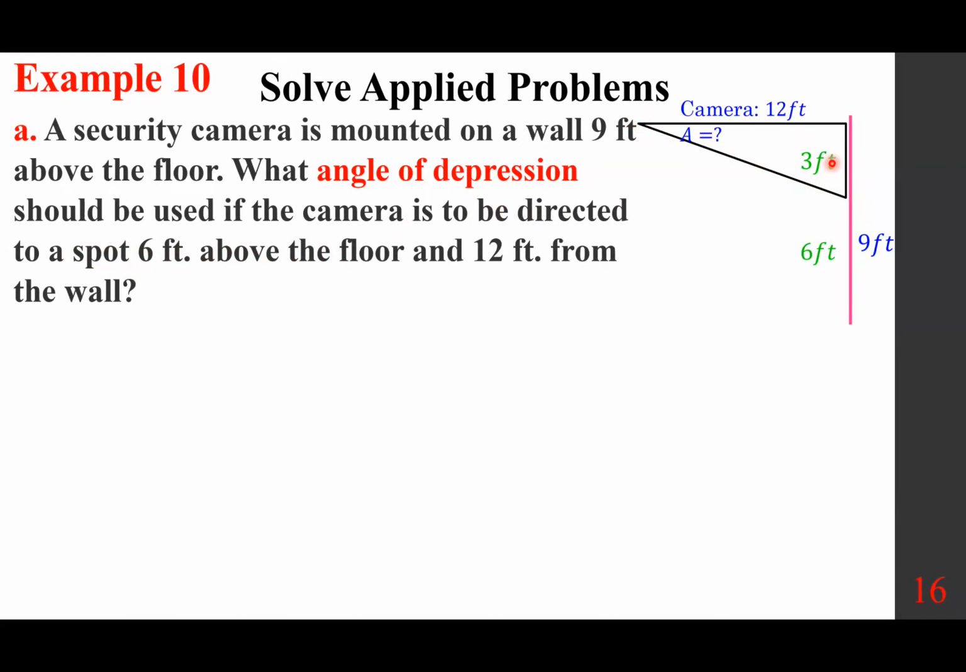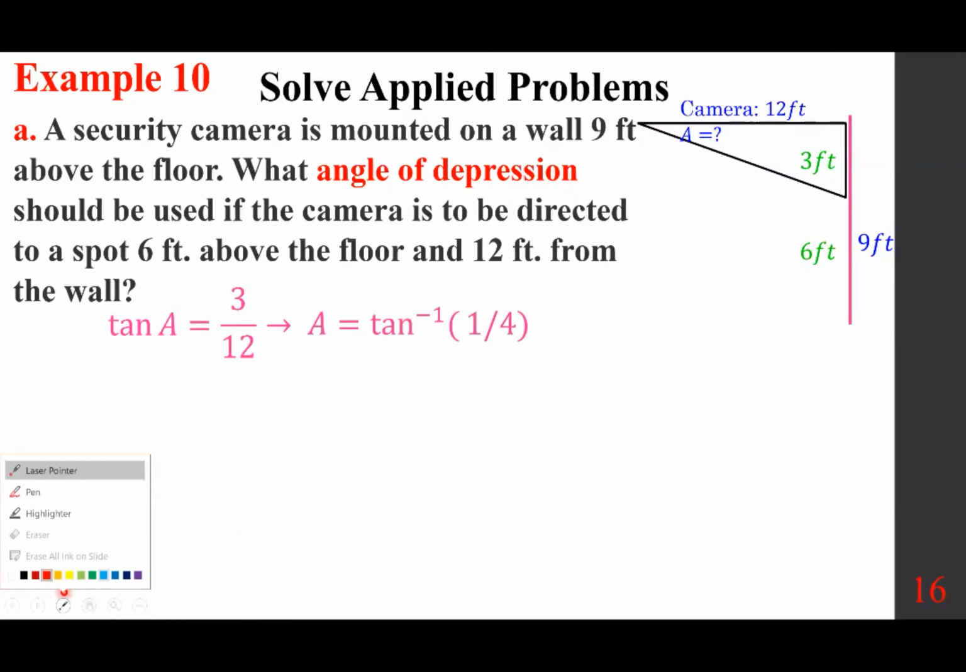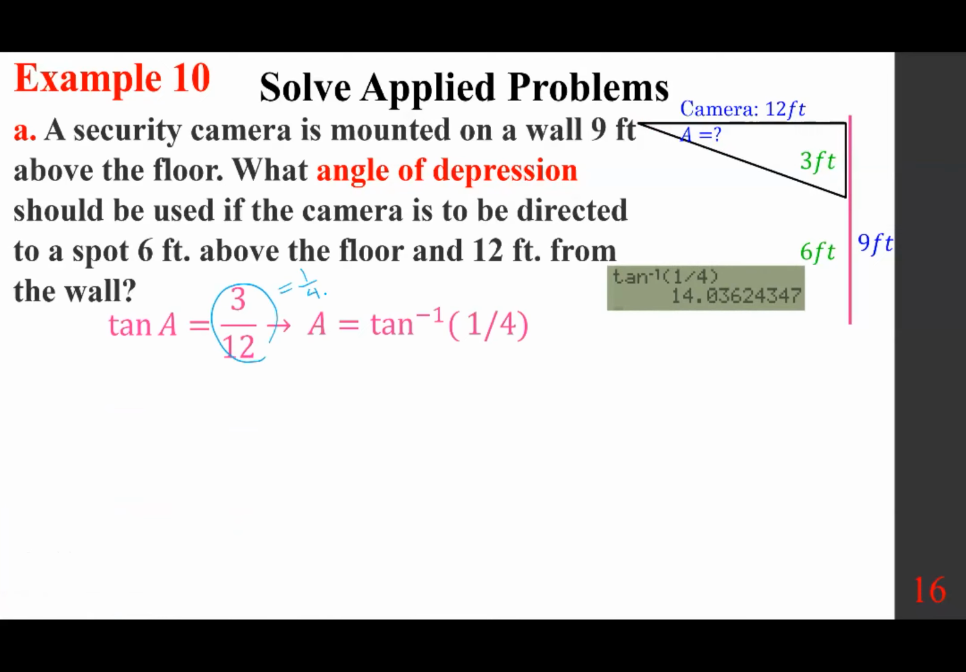Then A is the opposite, which is 3, over the adjacent, which is 12. A is tan inverse of 3 over 12, which is 1/4. So let me write this. This is 1/4. And using a calculator, we get almost 14 degrees.